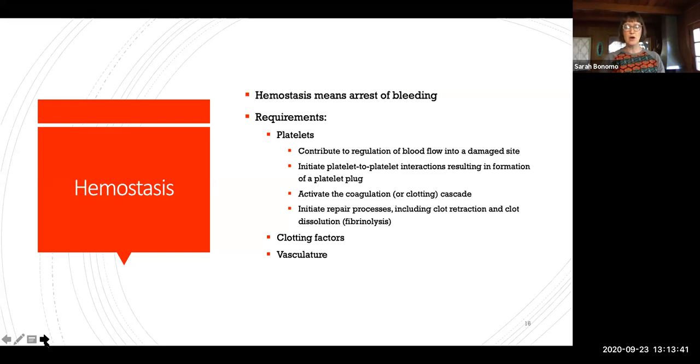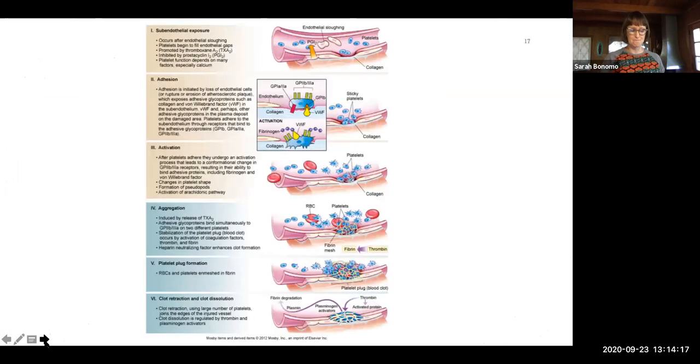Clotting factors, we've talked about those in the clotting cascade, but we'll go into a little more detail in a second. And then vasculature is the ability of the vessels to contract. When you have an injury that results in bleeding, one of the first things that should happen is that your vessels contract to reduce the amount of blood that can get through them. Because if you're bleeding, we want to try to stop that. By contracting, the vessels get smaller and it helps to slow down the bleeding.